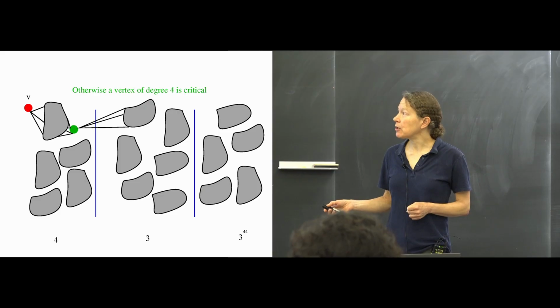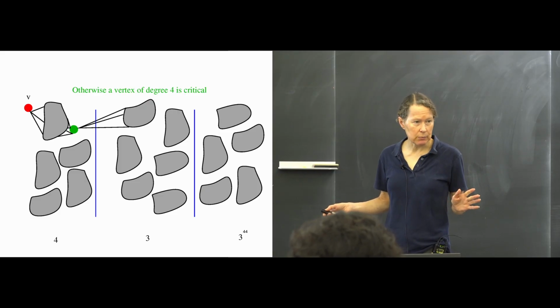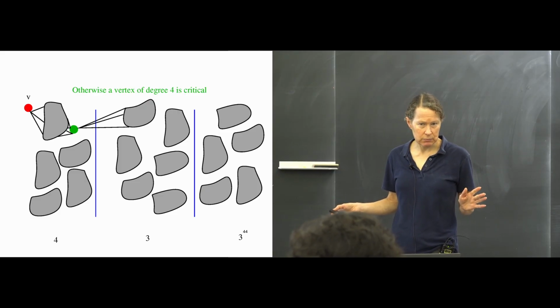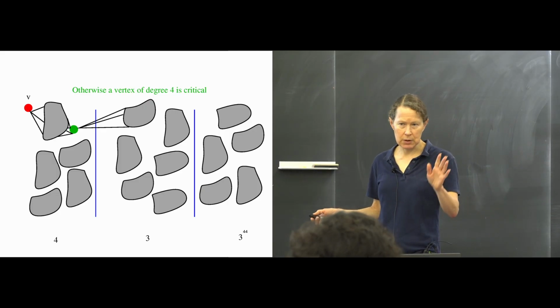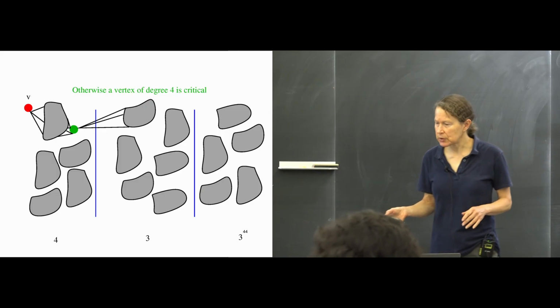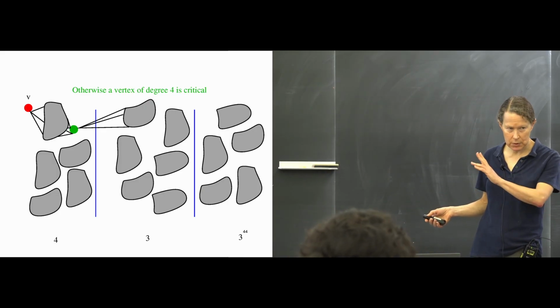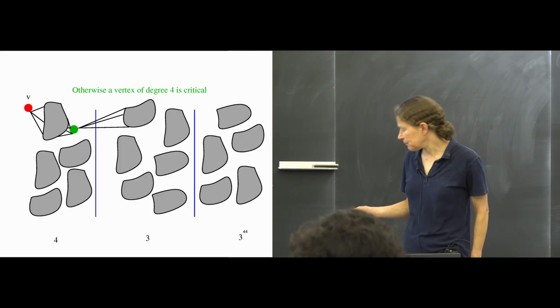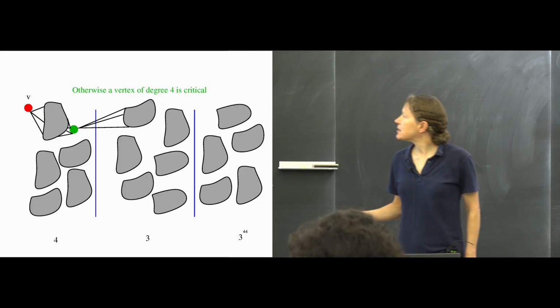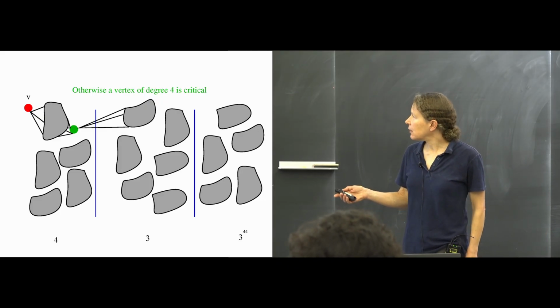Now, I'm not telling you the proof of that. It's an easy elementary proof, but it takes maybe 5 minutes, and I don't want to overload you. It would ruin the cartoon approach here. Okay, so a vertex of degree 4 would be critical.